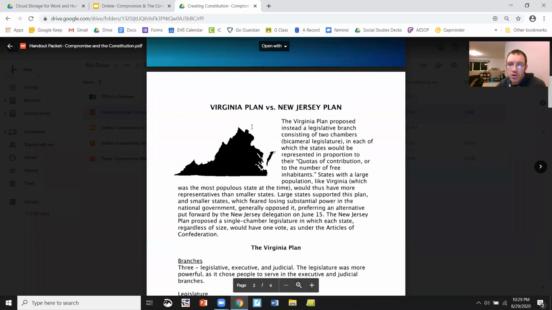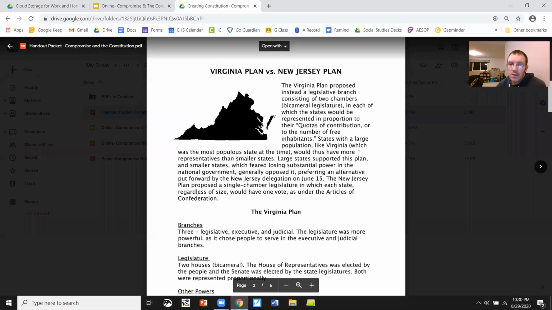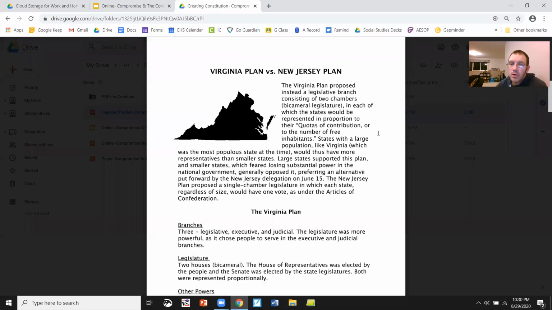We will start with the Virginia plan. And for the Virginia plan, you have to tell me how many branches are there, how many houses, voting is based on what, do larger small states like it, and why? So here we go. The Virginia plan proposed instead a legislative branch consisting of 2 chambers, a bicameral legislature. 2 chambers would mean 2 houses, in which the states would be represented in proportion to their quotas of contribution or to the number of free inhabitants.